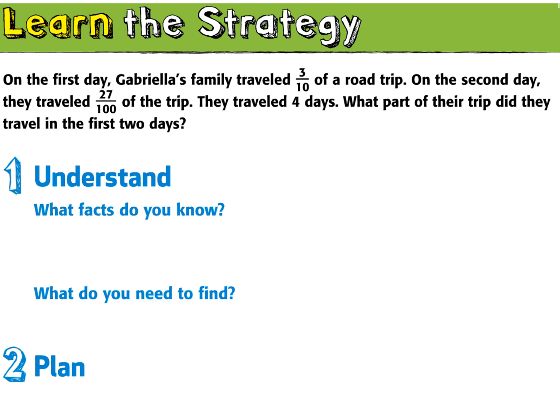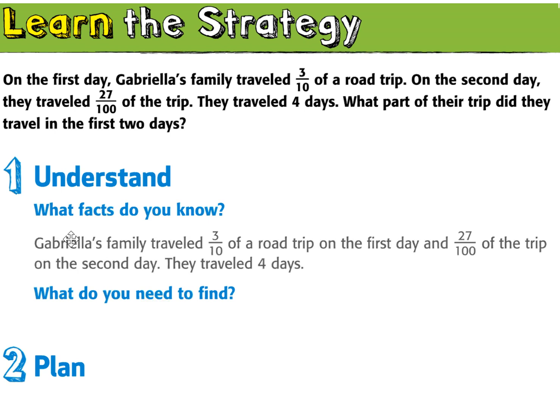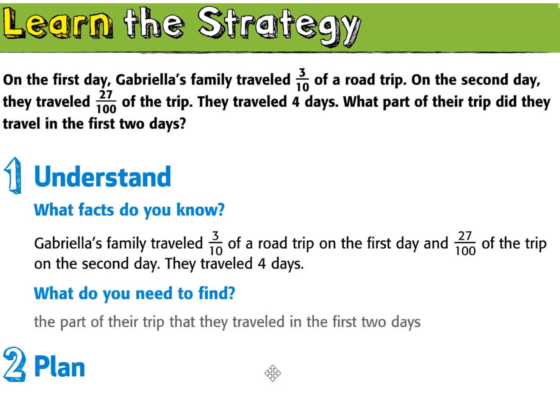Well, the first thing I want to do is figure out, what do I already know? I know that Gabriella's family traveled 3/10 of a road trip on the first day and 27/100 on the second day. We also know they traveled 4 days. The other piece that I need to figure out is, what do I need to find out? I need to know what part of their trip they traveled in the first 2 days.